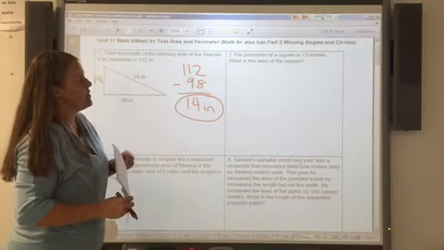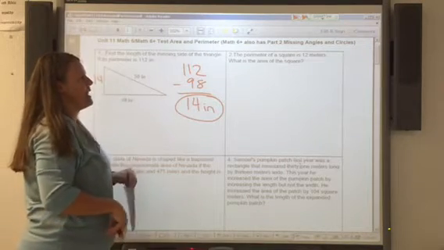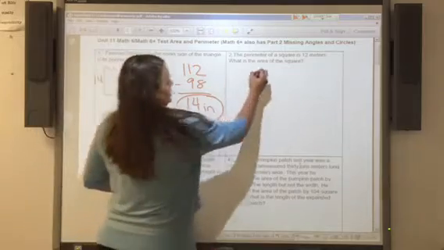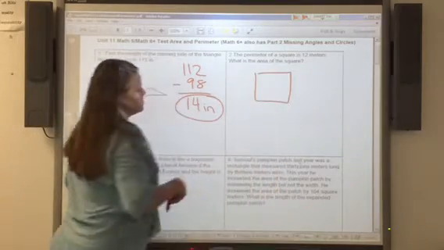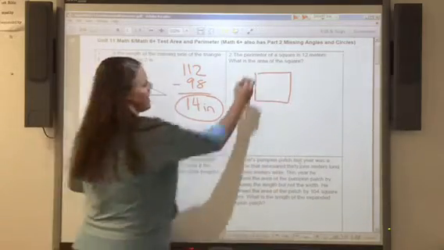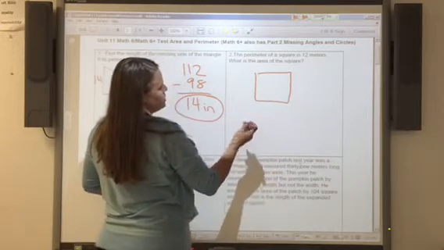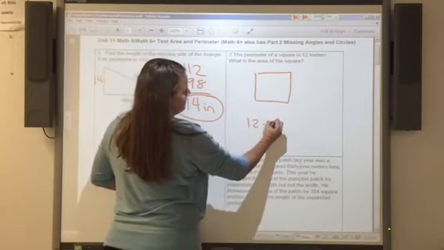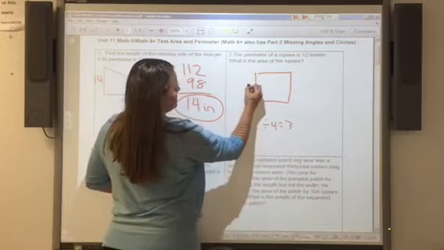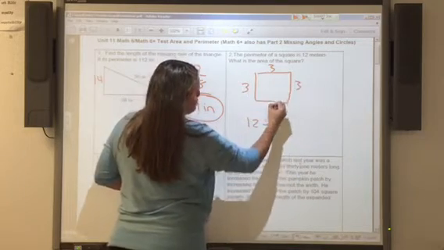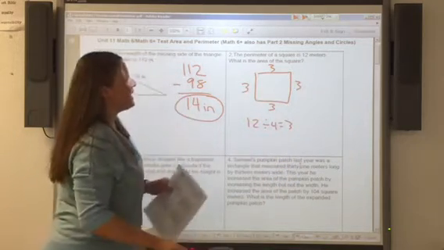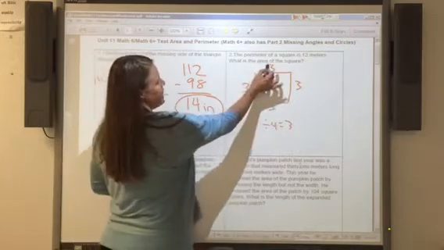The perimeter of a square is 12 meters. What is the area of the square? So we're going to draw a square just to have a visual. And if the entire thing is 12 around, so 12 divided by 4, it's going to be 3, meaning each side is 3 meters. So if each side is 3 meters, I have to find the area.